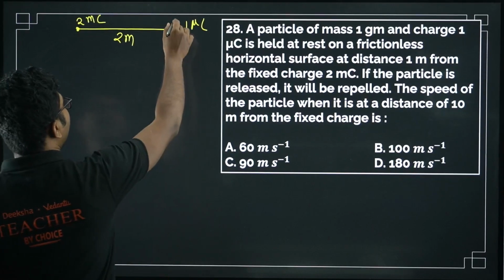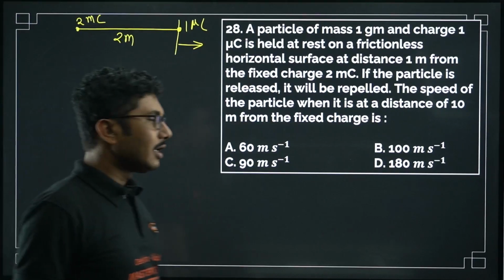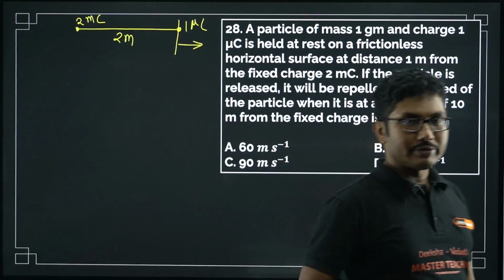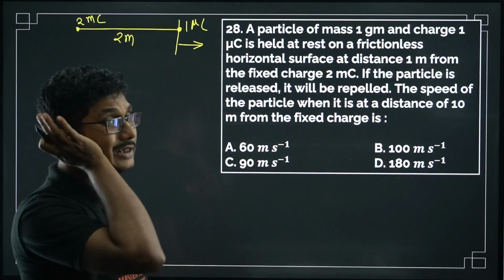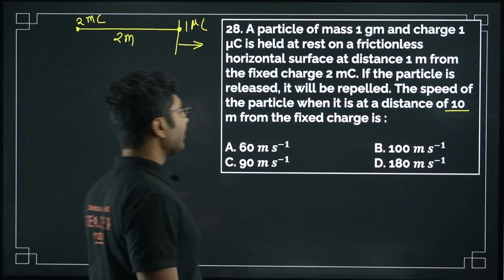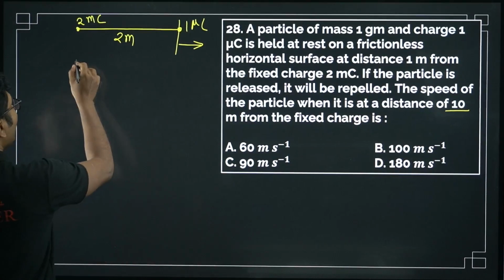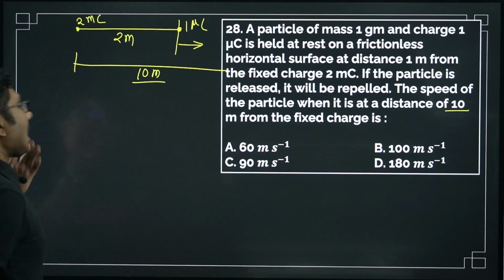We need the speed of the particle when it is at a distance of 10 meters from the fixed charge. So when you release it, it will start moving with some velocity. Initially it will be 0, and slowly it will start to accelerate and gain some velocity. So the velocity you have to calculate after it reaches a distance of 10 meters from the fixed charge. Okay, how to do that?